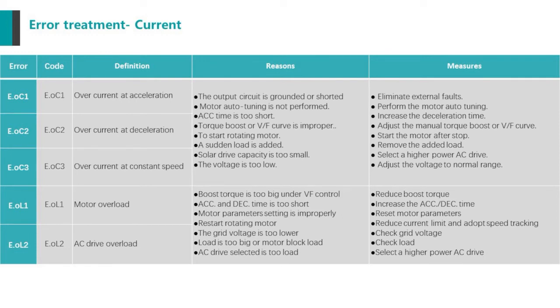The second reason could be the acceleration or deceleration time. If they are set too short for a large load, high inertial load, you can also find it is overloaded. The third reason is some sudden load change, like the pump impeller is suddenly blocked, or if you start a rotating motor again, it may also display the overcurrent or overload problem. And the last reason could be that the inverter capacity and motor capacity don't match, or the motor cable length is too long.